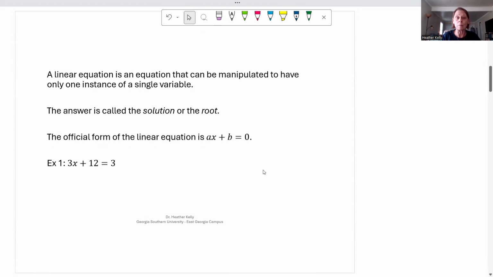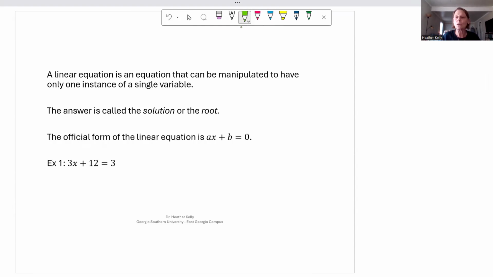It is an equation that can be manipulated to have only one instance of a single variable, okay? Meaning that there's no powers on that letter. There's no squares, there's no cubes, there's no square roots, there's nothing else happening to the variable, just the variable. And the answer is called a solution. It can also be called the root.